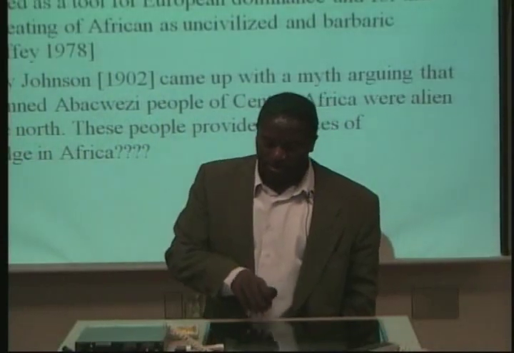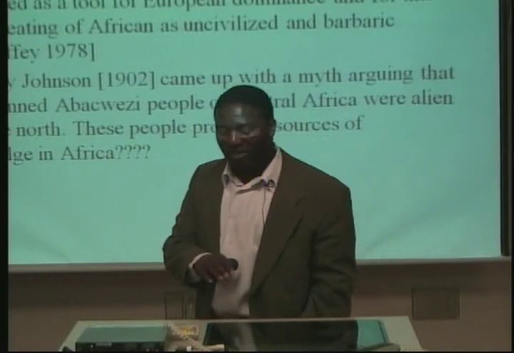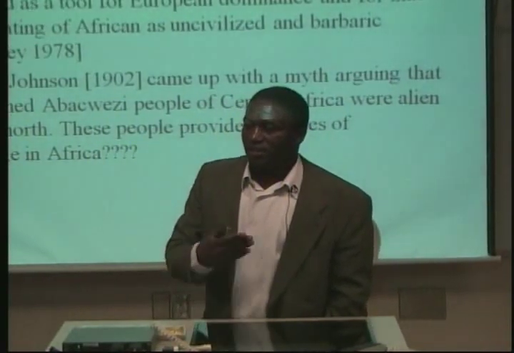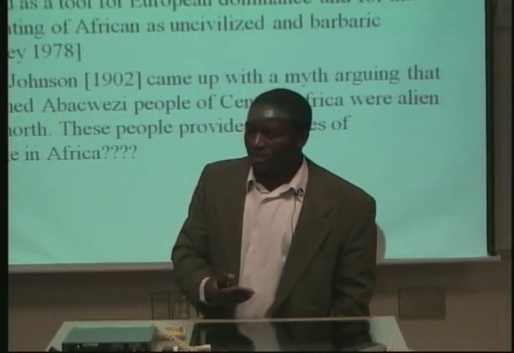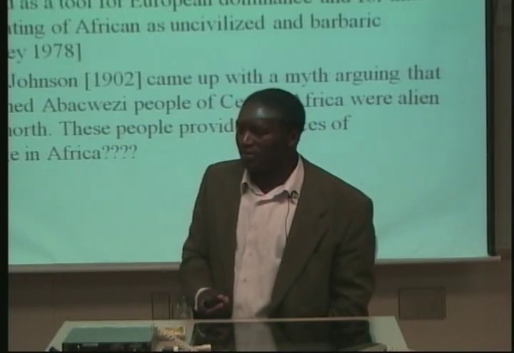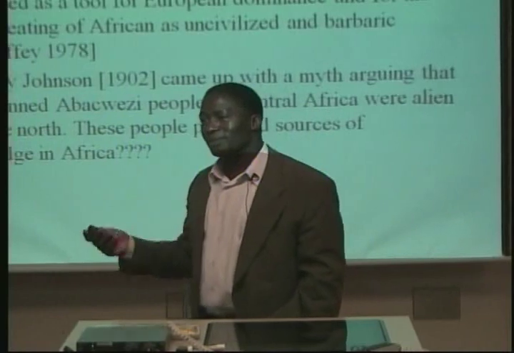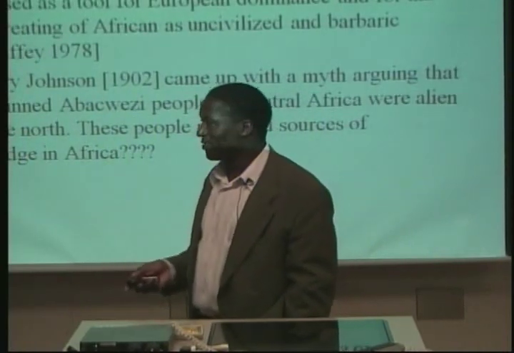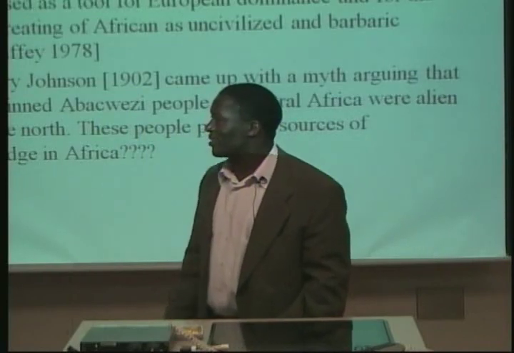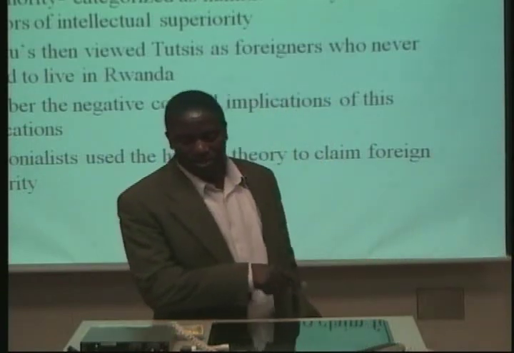Now, this myth of looking at the light-skinned people, the Abashiresi, for example, of Central Africa, Johnson went ahead to do research to find out really, is it true? Where did these Abashiresi come from? And they went ahead to find out that they came from Ethiopia, from the northern part of Africa, and argued that they were foreign. They were not there.